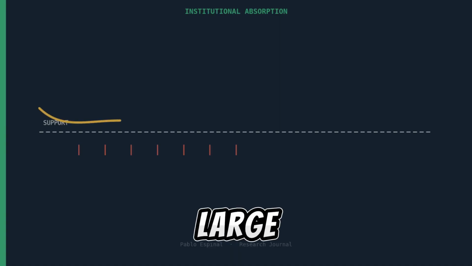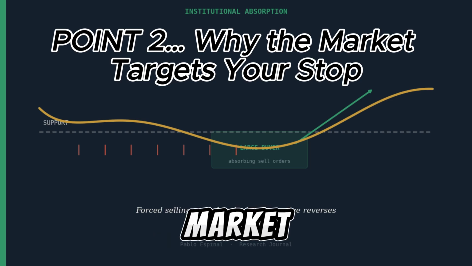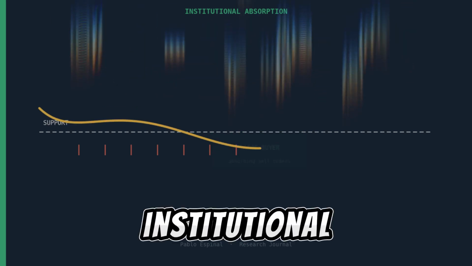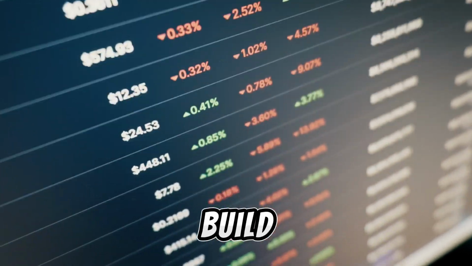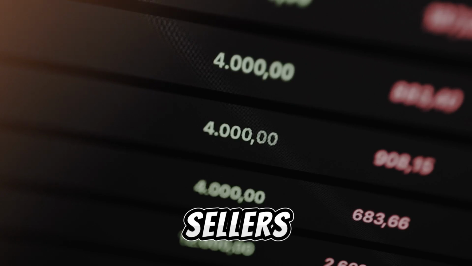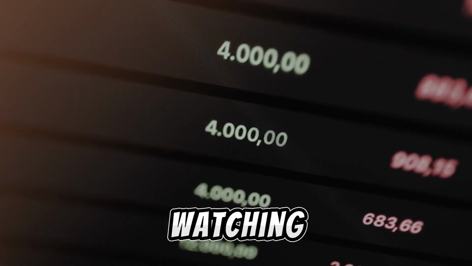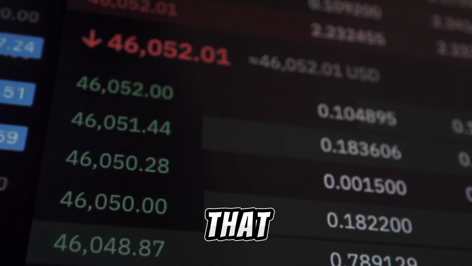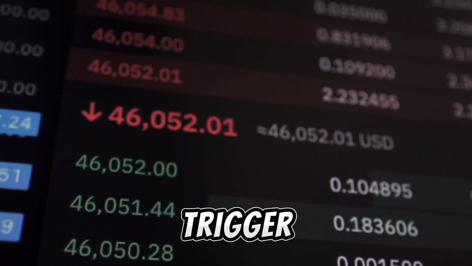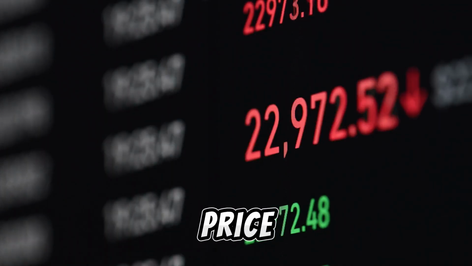Point 2. Large orders need liquidity to fill. That's not a conspiracy, that's market structure. Picture this: an institutional participant needs to build a large long position. They need sellers to fill it. Where are the sellers? Sitting as stop orders just below the level everyone's watching. So price gets pushed into that zone. The stops trigger, forced selling hits the tape, the institution absorbs it, and then price reverses.